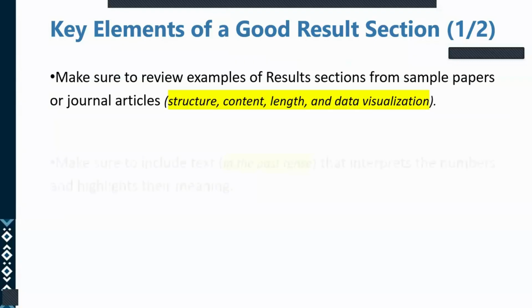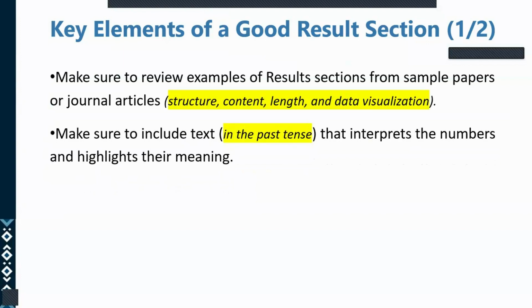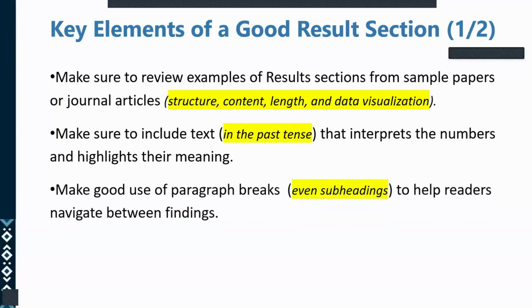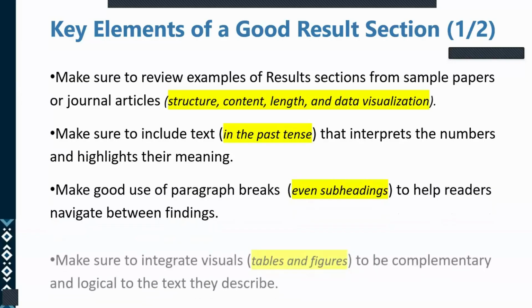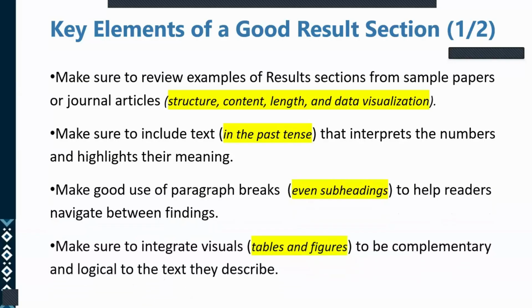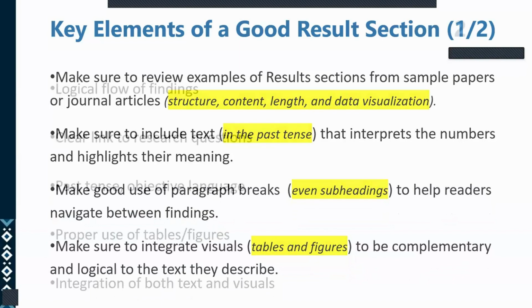Make sure to include the text in the past tense that presents and interprets the numbers while highlighting their meanings. Here, interpreting the numbers is not discussing them. It is giving sense and meaning to the numbers that you have presented. Make good use of paragraph breaks and subheadings to help readers navigate between the findings. And finally, make sure to integrate visuals, tables, and figures to be complementary and logical to the text you describe. The table and the figure should really highlight what is already presented in the text.